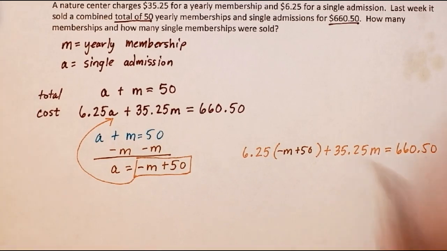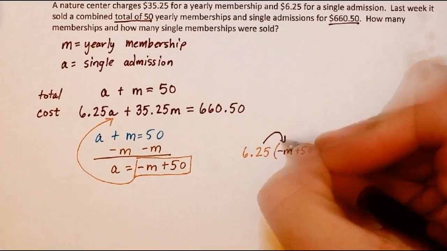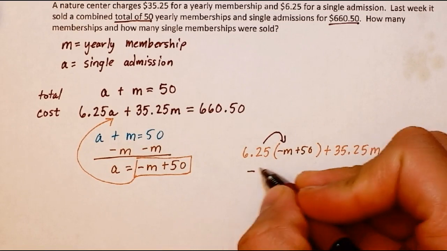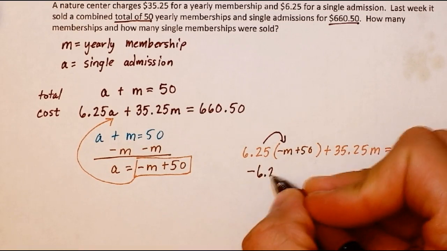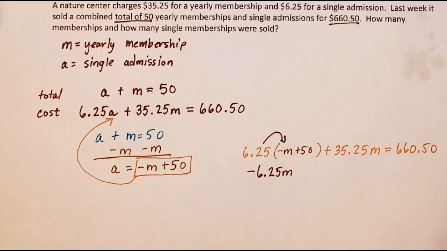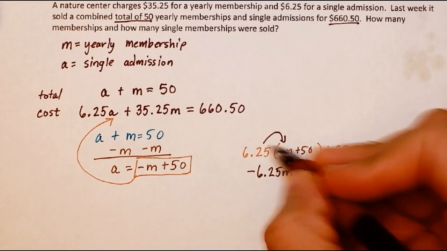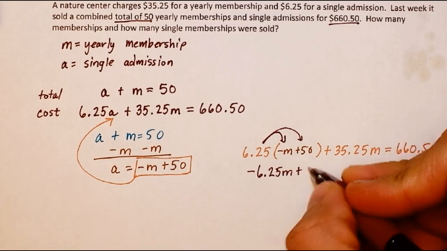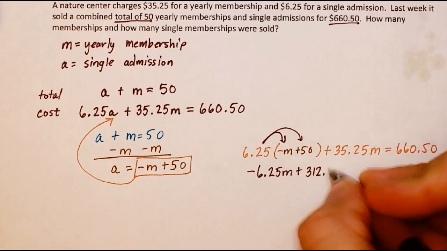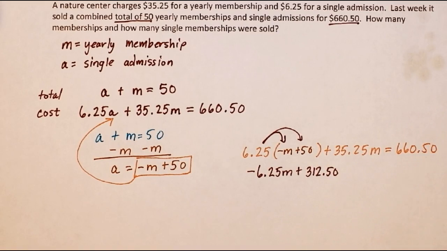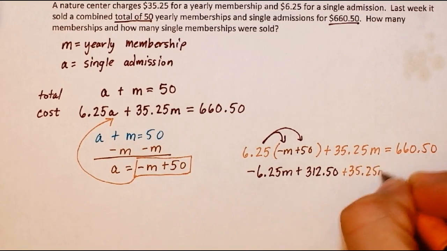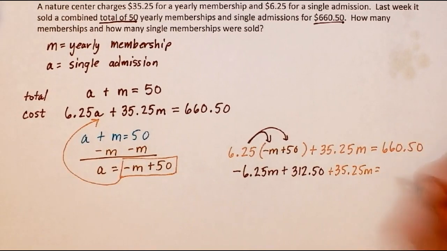So the first thing that I want to do here is distribute. So when I distribute, I get negative 6.25 M plus 6.25 times 50 is going to give us 312.50. I did not use this plus 35.25 M, and that is all equal to $660.50.